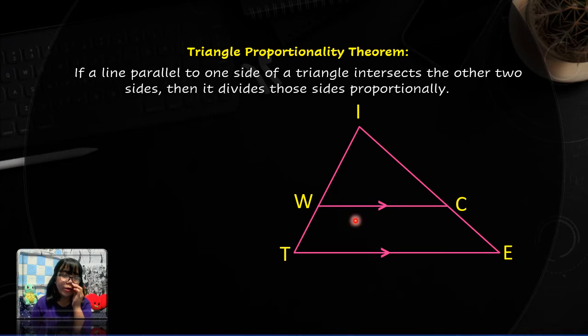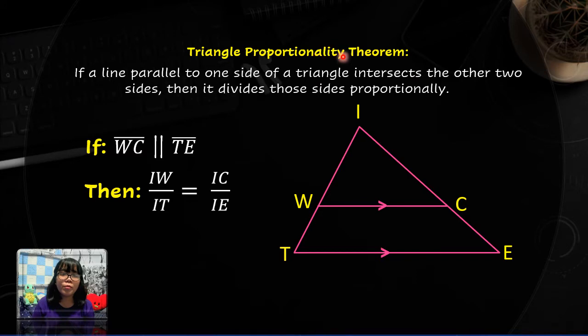So let us have this illustration. We have here triangle TIE, and we have here segment WC, and as you may notice by these tick marks, WC is parallel to TE, which is the third side of the triangle. And as WC intersected both of the remaining two sides of our triangle, it formed another triangle, a smaller version of the original triangle. You can also say that perhaps these two triangles are similar.